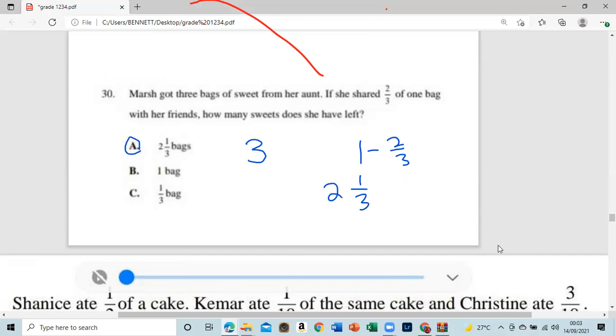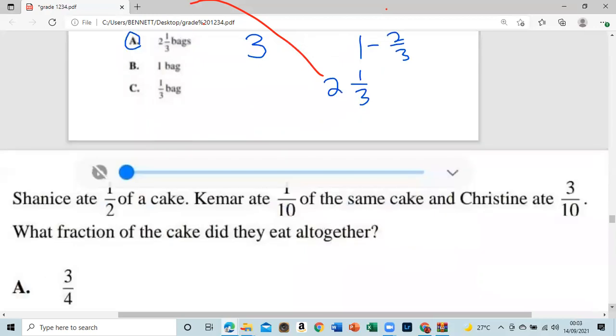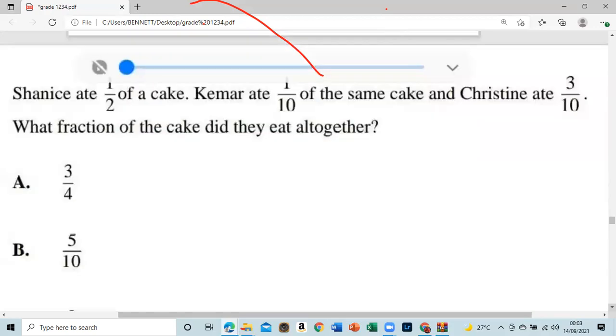So high school students need to get this question. Awesome question. This has to be some government test. Shanice ate half of a cake, Kimar ate 1/10 of the same cake, and Christine ate 3/10. What fraction of the cake did they eat all together?